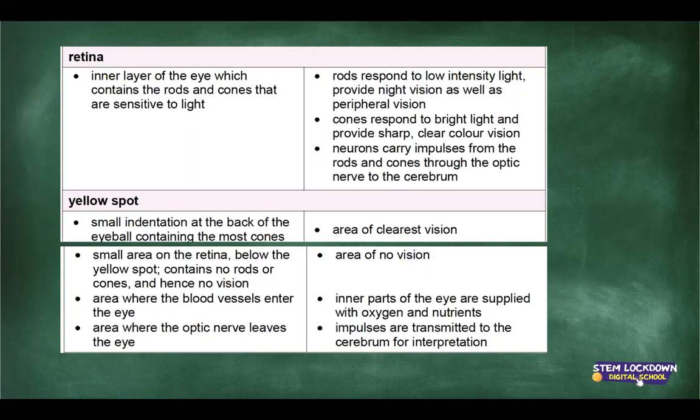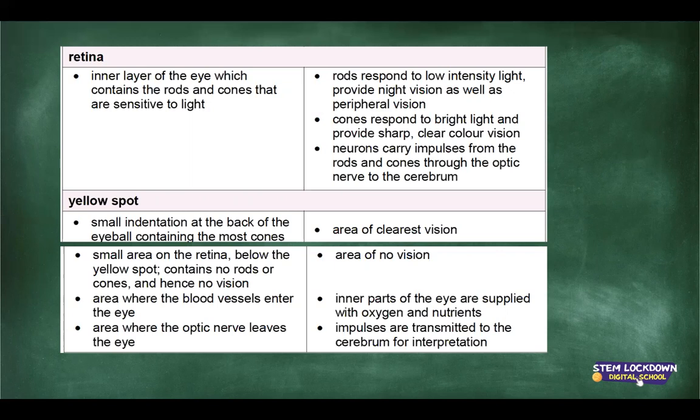This is the area of the clearest vision. Behind that, just below it, there's the yellow spot. There's an area where there are no rods, no cones, and thus no vision. This is called the blind spot. And this is the area where the blood vessels enter the eye. It's also the area where the optic nerve leaves the eye.